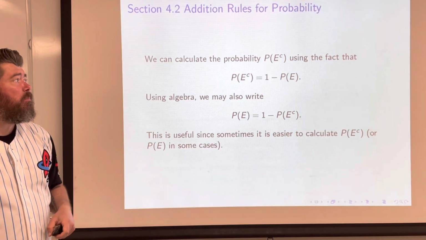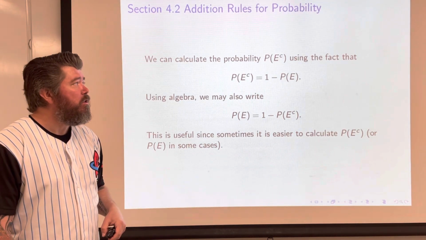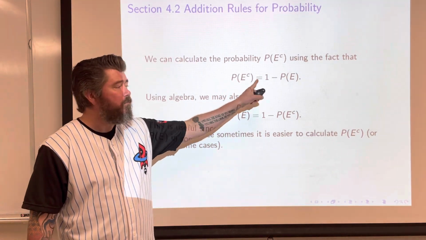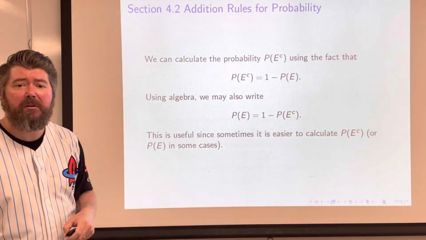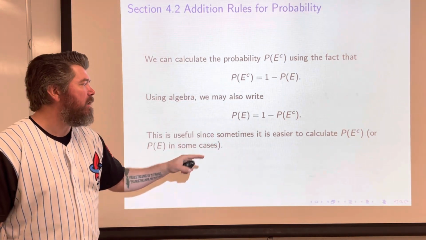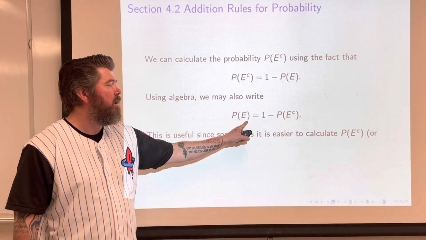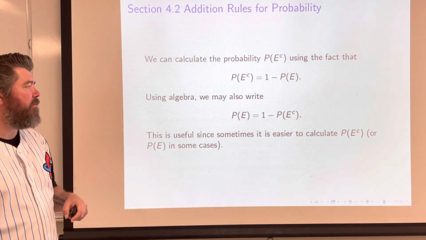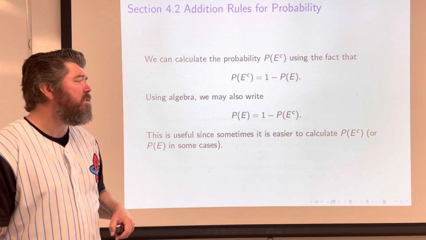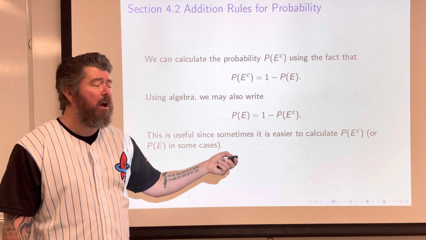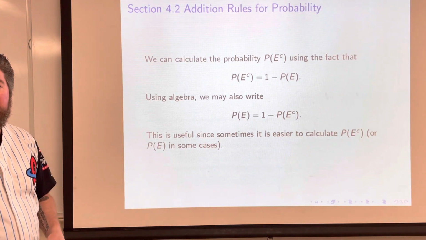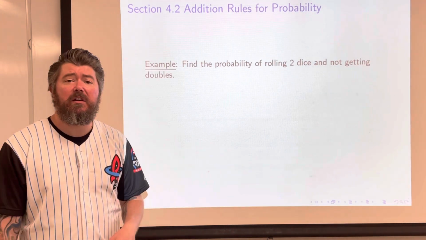We can calculate the probability of the complement using the following fact. The probability of the complement is 1 minus the probability of the event. Using algebra, we may also write the probability of the event is 1 minus the probability of the complement. This is useful since sometimes it's easier to calculate the probability of the complement or the probability of the event in some cases. Again, let's look at an example.